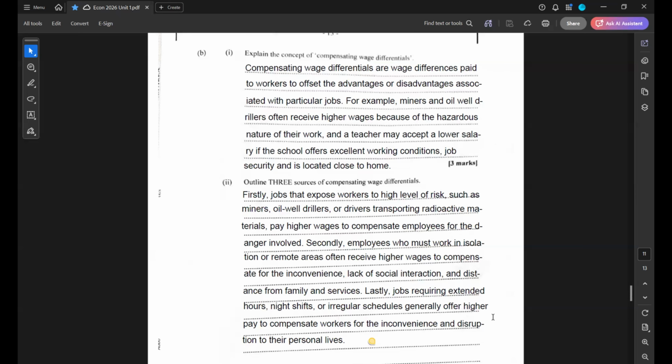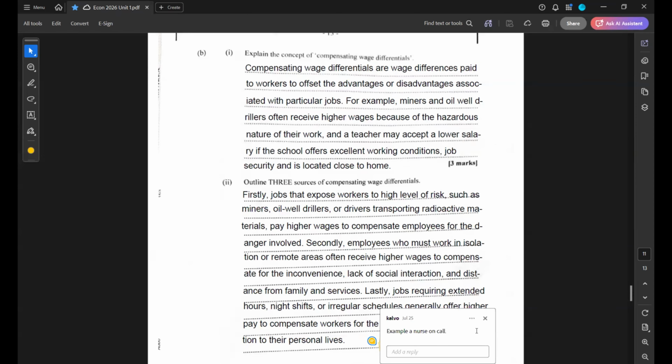Lastly, jobs requiring extended hours, night shifts, or irregular schedules generally offer higher pay to compensate workers for the inconvenience and disruption to their personal lives.